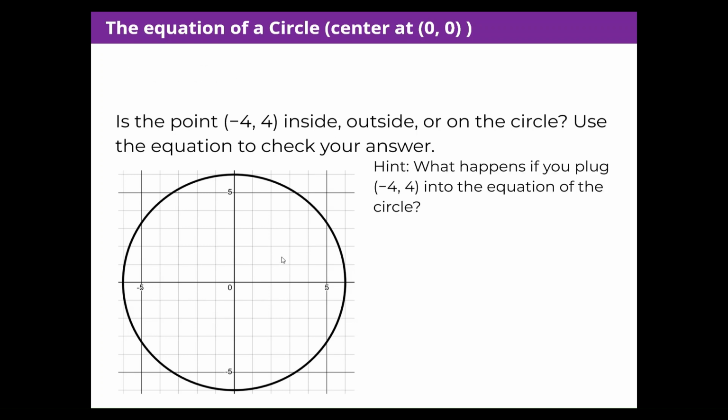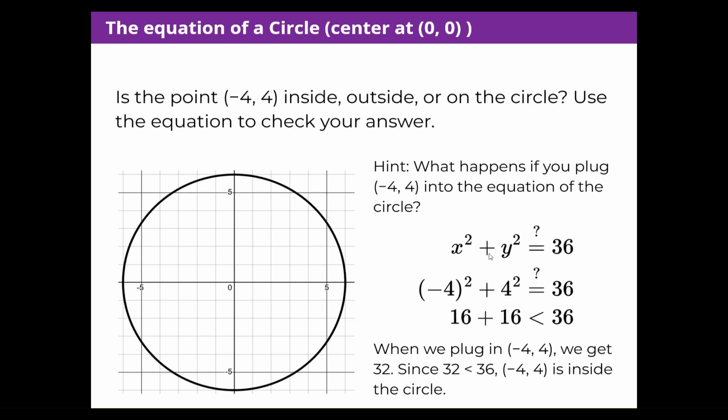So when I plug minus 4, 4 into the equation, I have my equation x squared plus y squared is 36. I put minus 4 in for x. I put 4 in for y. 16 plus 16 is 32. That's less than 36. So that tells me that this point, negative 4, 4, is inside the circle, as it appears to be.